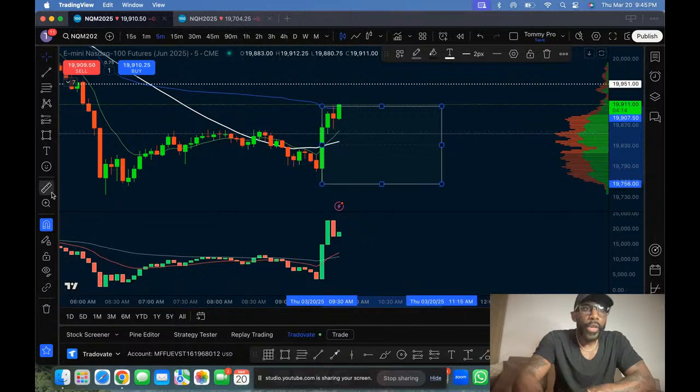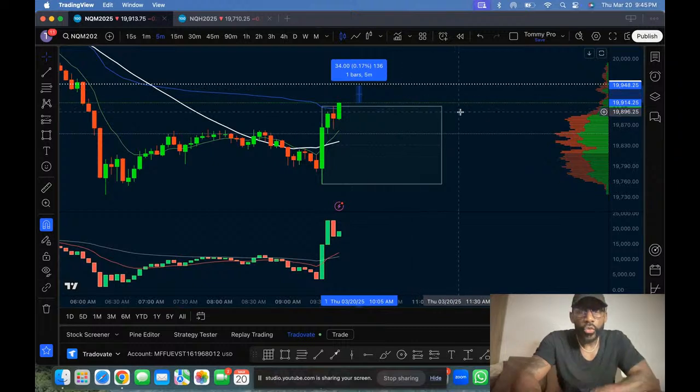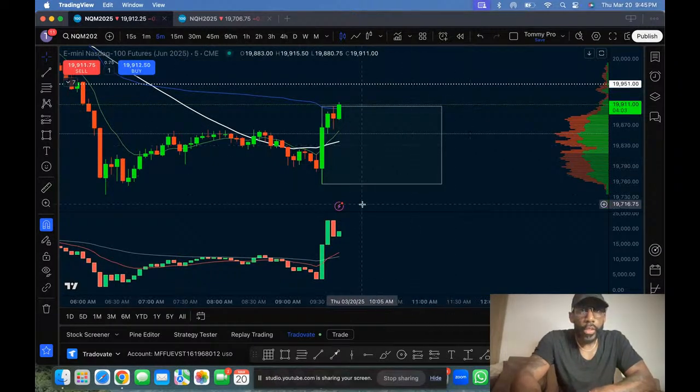But from here to there, from the opening range, from this box right now to there is 136. I'm only looking for 100 ticks. I need to try to make $500 a day, and then I call it a day.